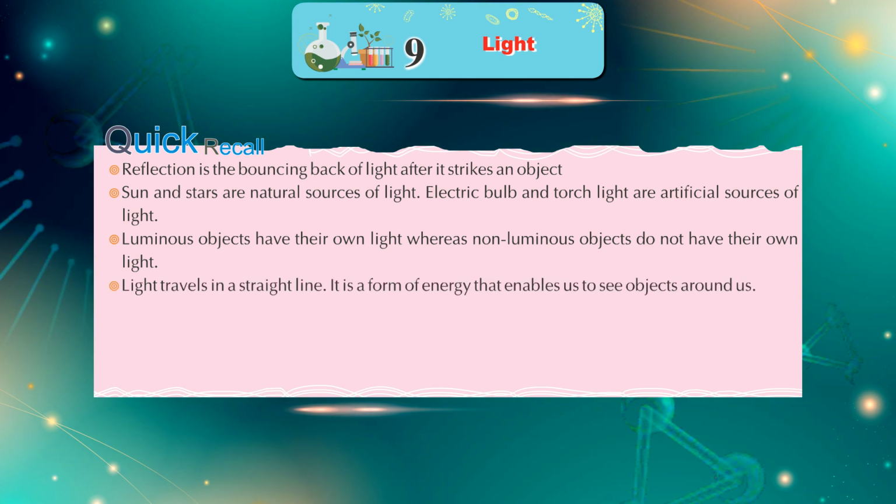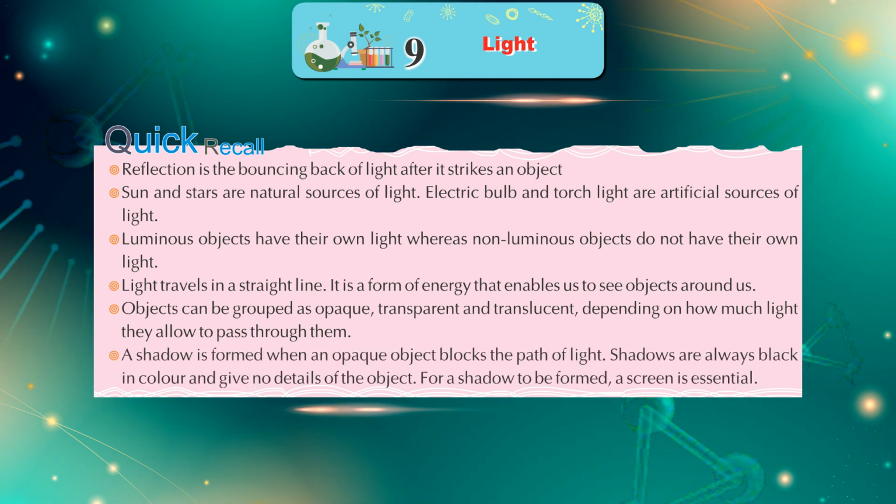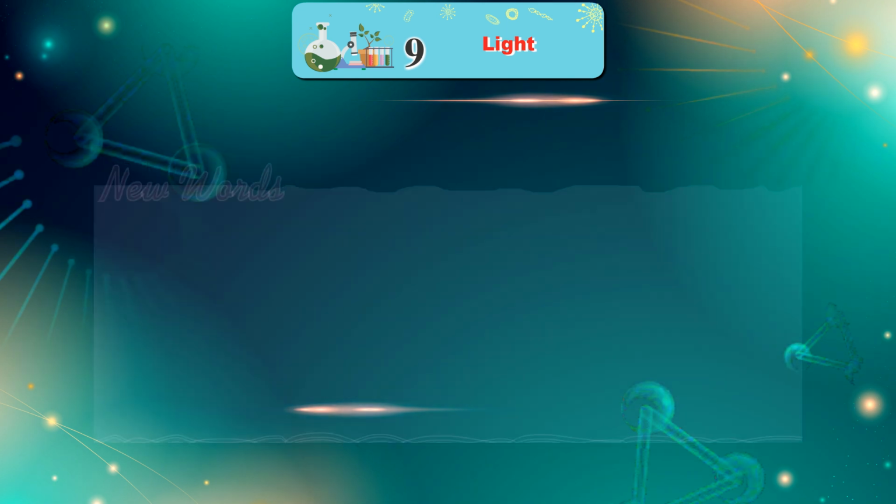Light travels in a straight line. It is a form of energy that enables us to see objects around us. Objects can be grouped as opaque, transparent, and translucent, depending on how much light they allow to pass through them. A shadow is formed when an opaque object blocks the path of light. Shadows are always black in color and give no details of the object. For a shadow to be formed, a screen is essential.